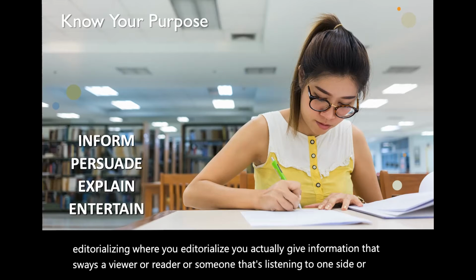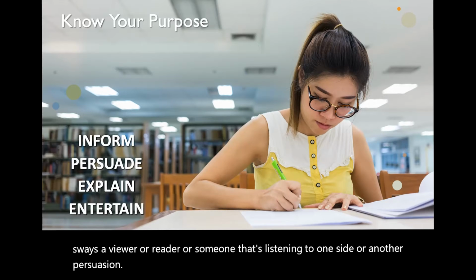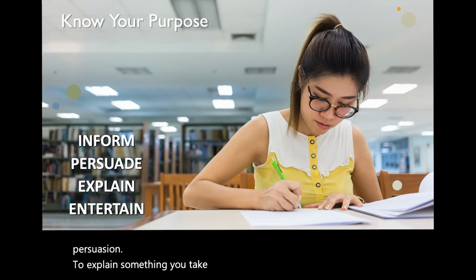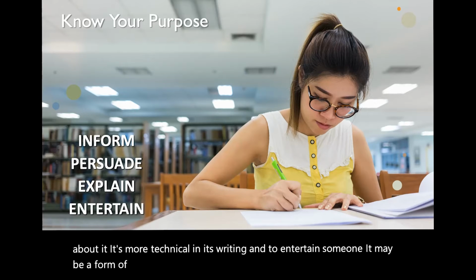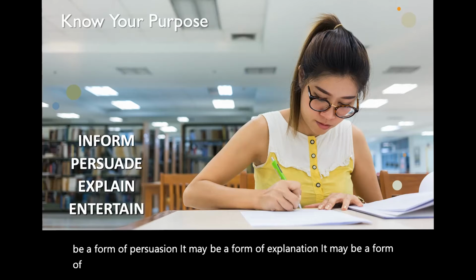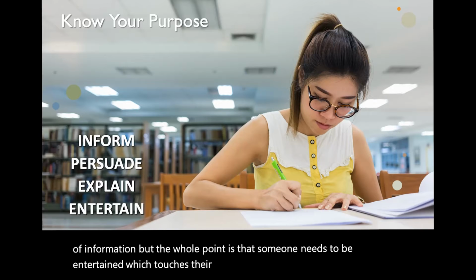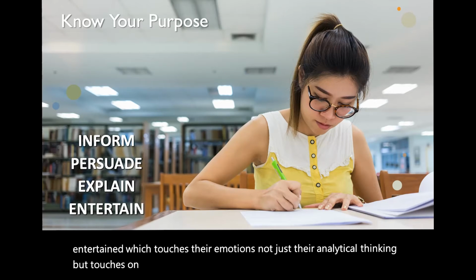Persuasion. To explain something, you take information, but you actually give detail about it. It's more technical in its writing. And to entertain someone, it may be a form of persuasion. It may be a form of explanation. It may be a form of information. But the whole point is that someone needs to be entertained, which touches their emotions, not just their analytical thinking, but touches on their emotions, to cry, to laugh. All of those are forms of entertainment, not just comedy.